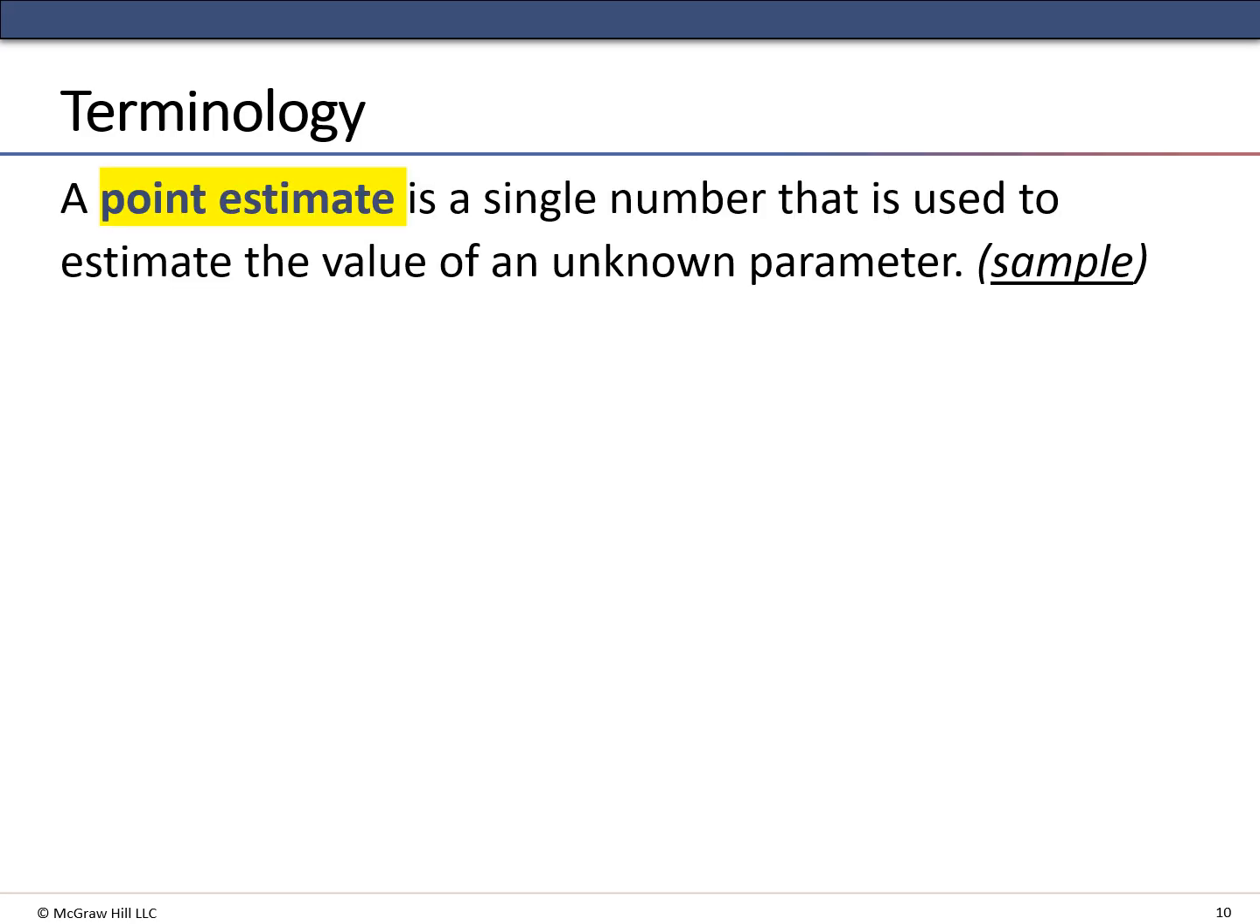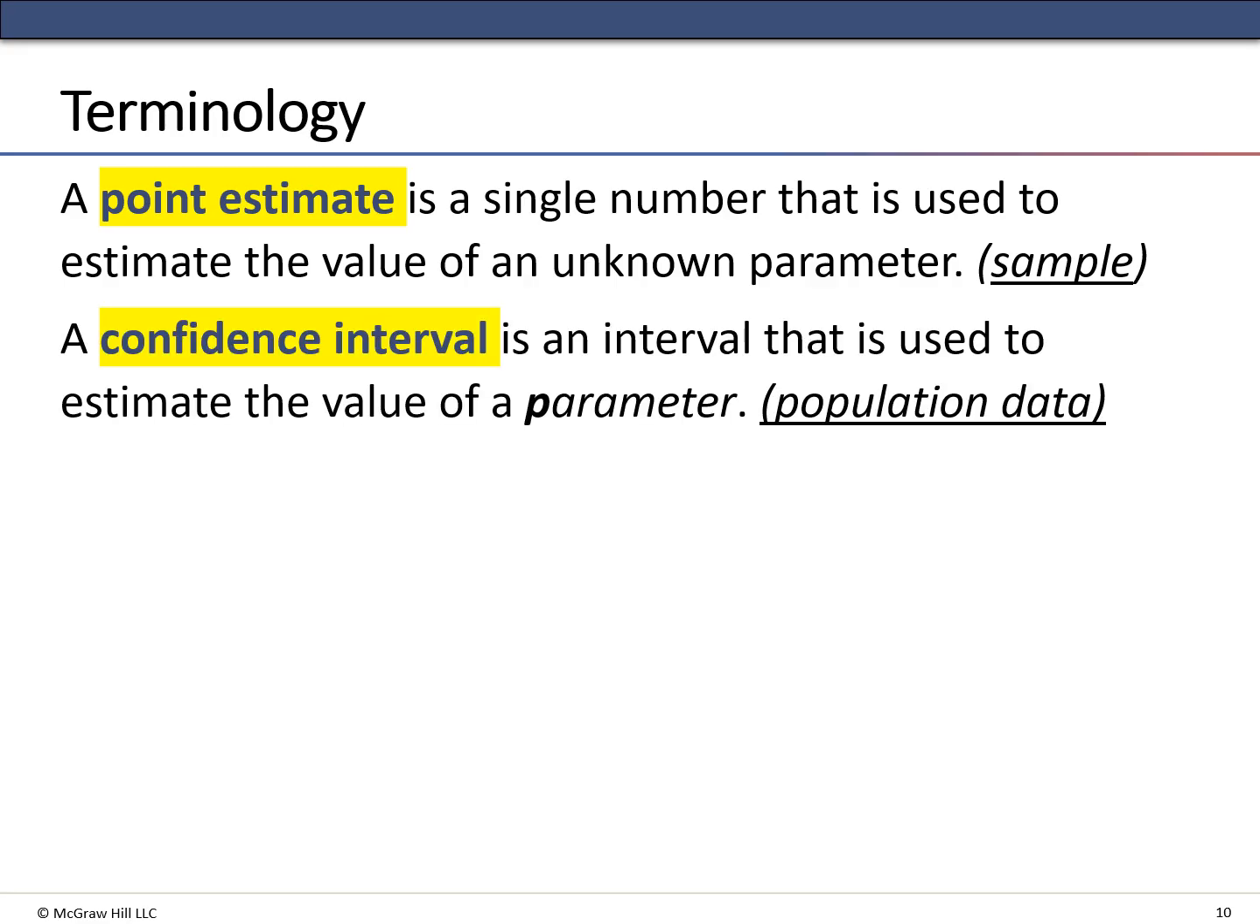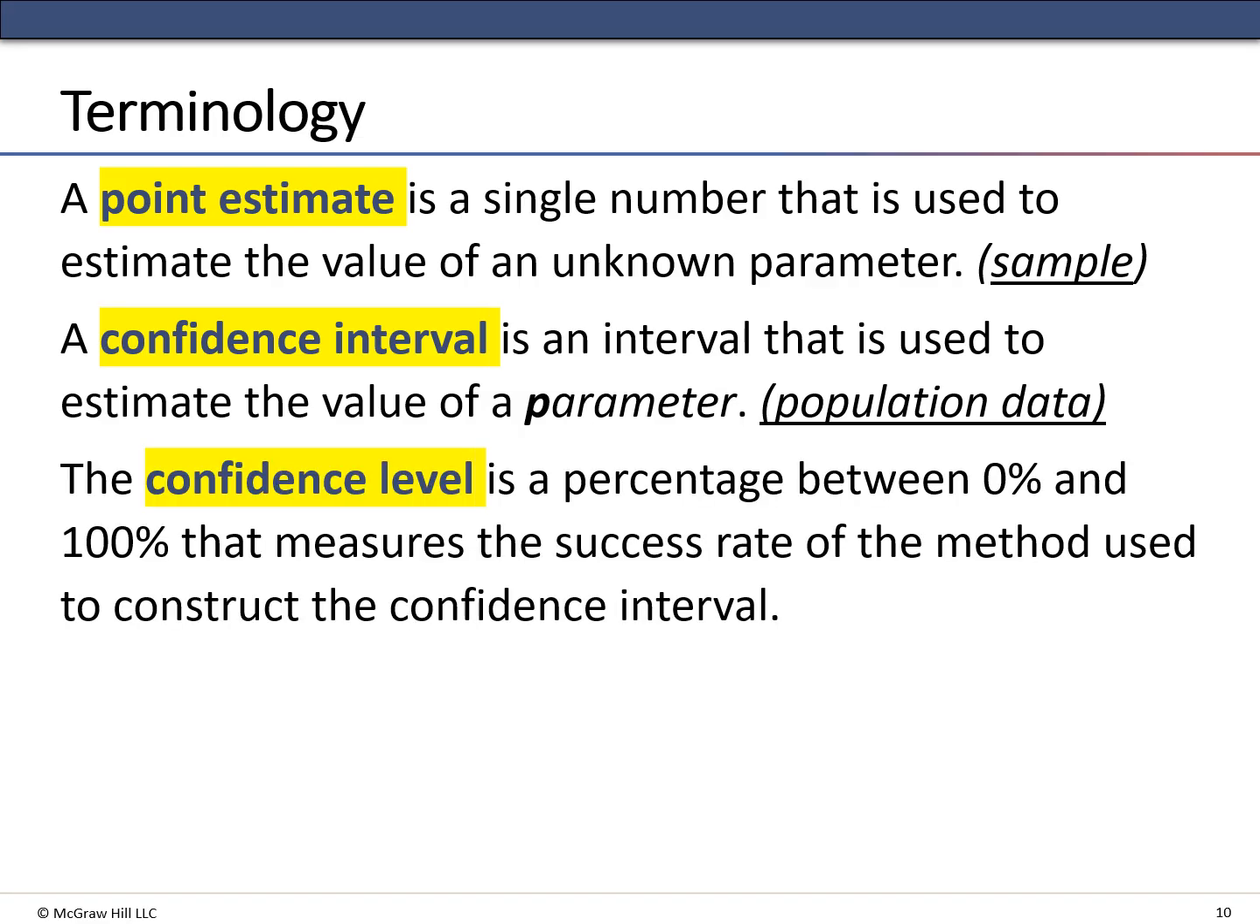A point estimate is a single number that is used to estimate the value of an unknown parameter. This is, again, the idea. We take a sample to use that as an estimate for the population. A confidence interval is an interval that is used to estimate the value of the parameter. So again, we can't say for sure that what we calculated or found in our sample or our survey is true for the whole population, but we can use this to get an interval that we feel pretty confident that value is in.